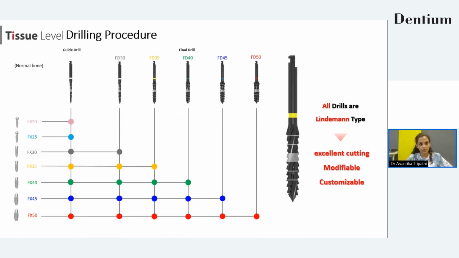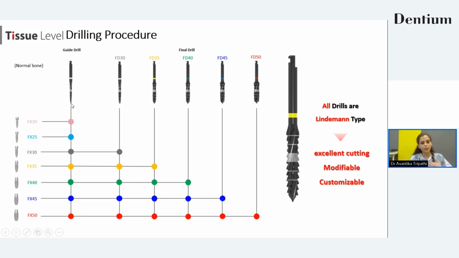The drilling sequence for a tissue level implant placement will be similar to the bone level. The difference will be in the thinner diameter implants, which are not there in the bone level version. So the thinner diameter implants of 2, 2.5 and 3 mm will be placed with the guide drill, which is of 2.5 mm. So if I need to place an implant of 2 mm, I am going to do the decortication with a 2.5 mm drill, and I am going to place the implant.